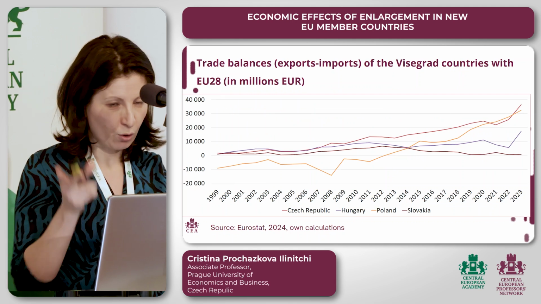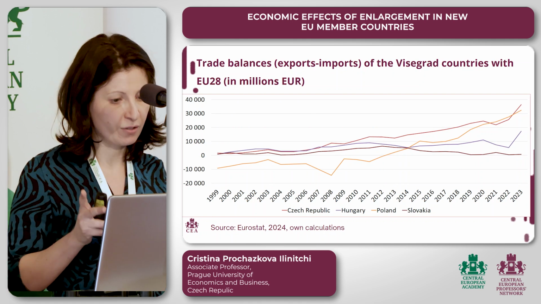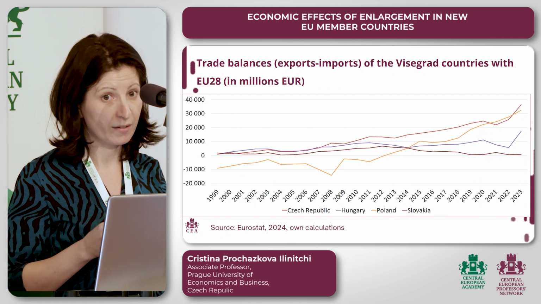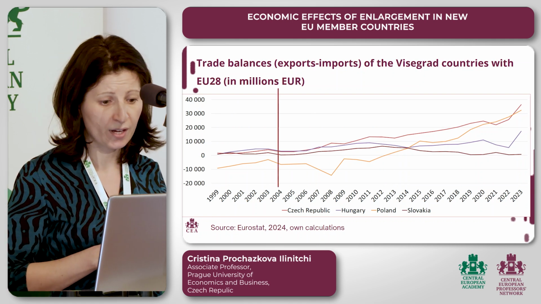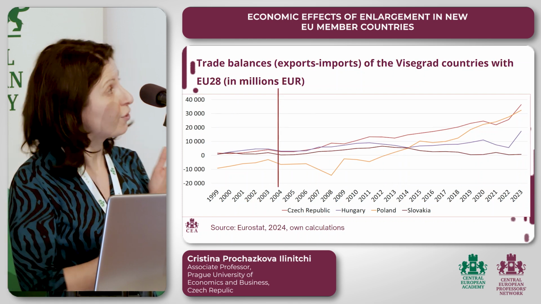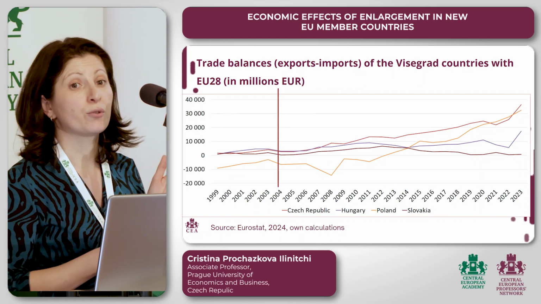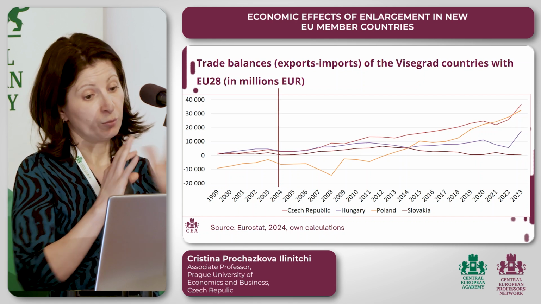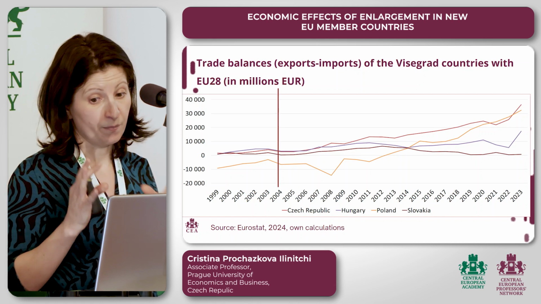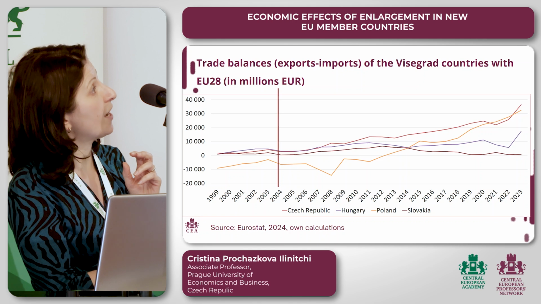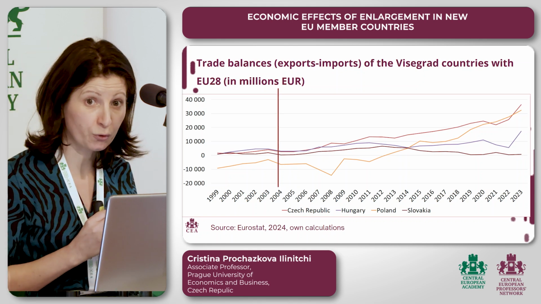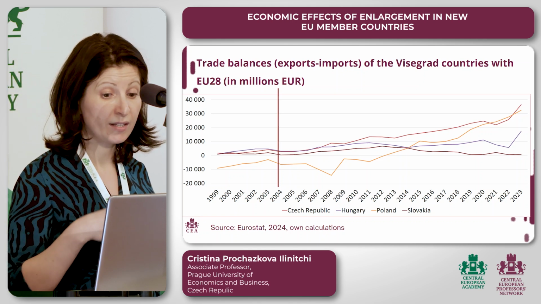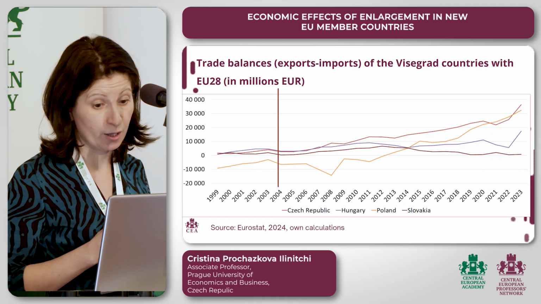And here we just close up this section by looking into the trade balances, which is exports minus imports. I have just the Visegrad countries, so the reference year will be 2004. And the takeaway is that in most cases, the V countries have a positive trade balance with the EU, meaning that they export more to the EU than they import.